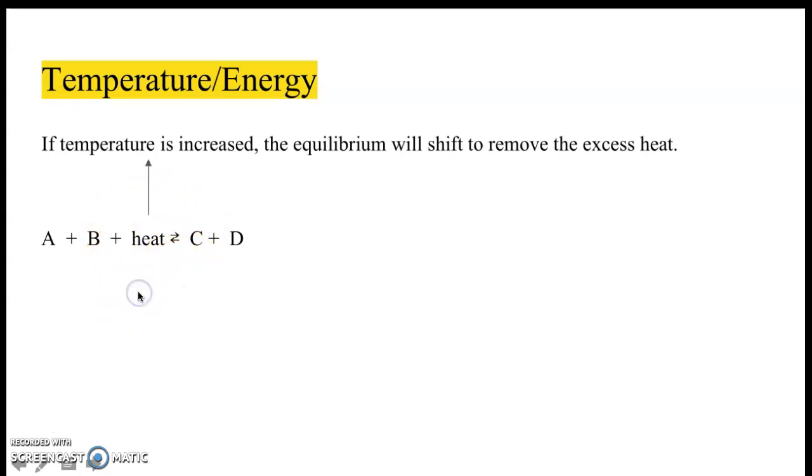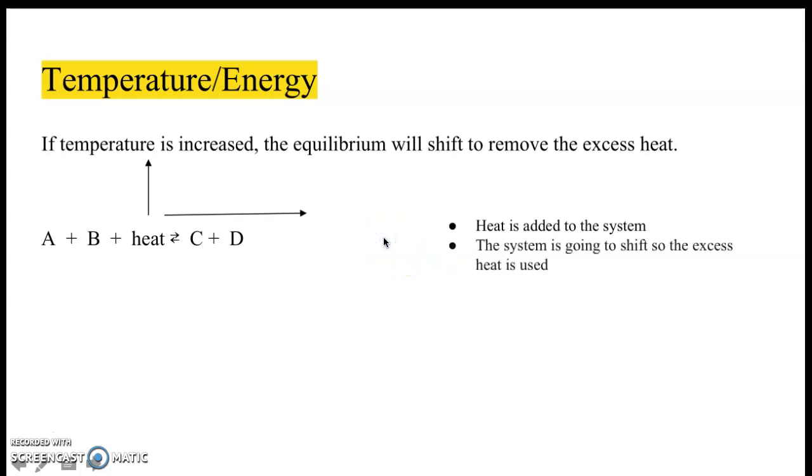side. We increase the amount of heat. Again, we need to use up what's been added. So this is on the reactant side. We're going to shift away from this to relieve that excess. Temperature increased, heat is added to the system. The system's going to shift so that excess heat is used up. In this case, this results in a right shift or favoring the forward reaction.